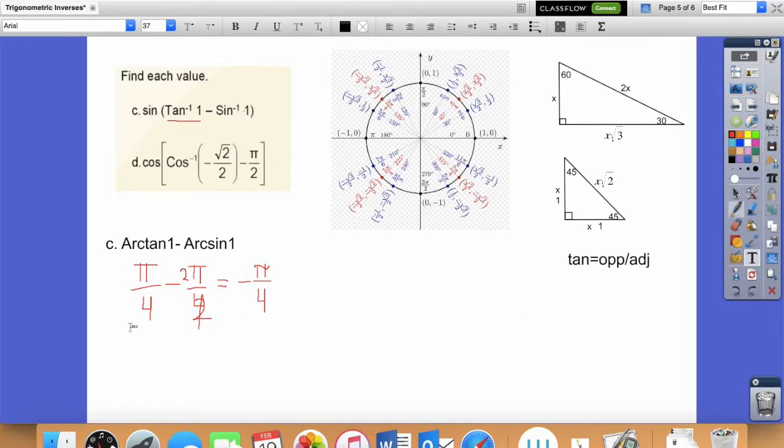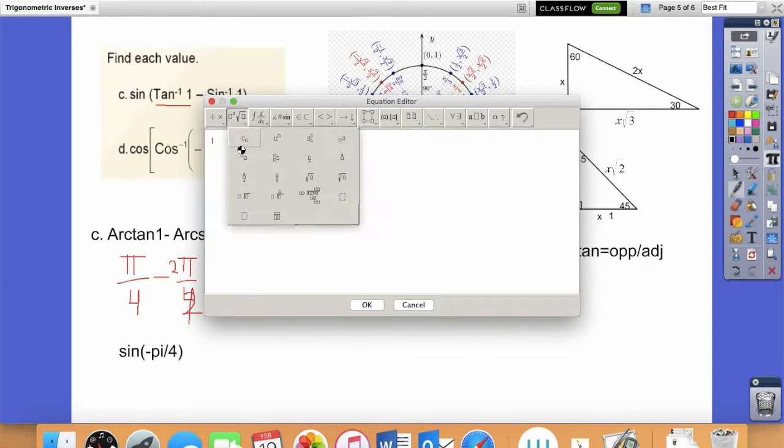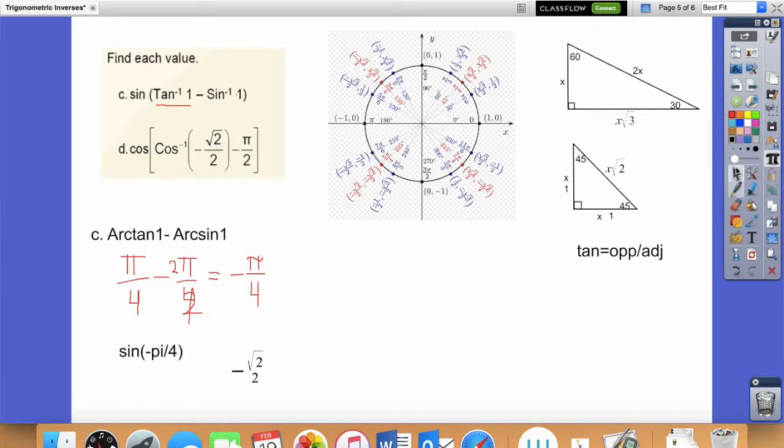So now my problem is the sine of negative pi over 4. And pi over 4 gives us an answer of root 2 over 2. So we have root 2 over 2. And since it was negative pi over 4, that means our final answer is negative root 2 over 2.